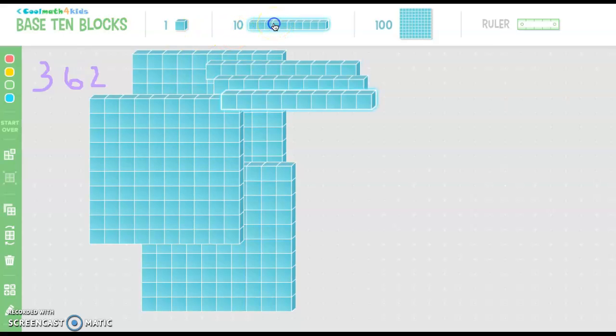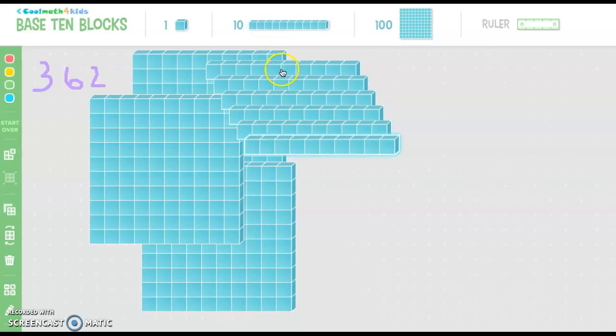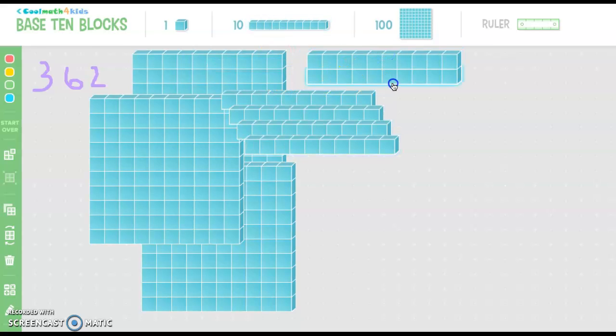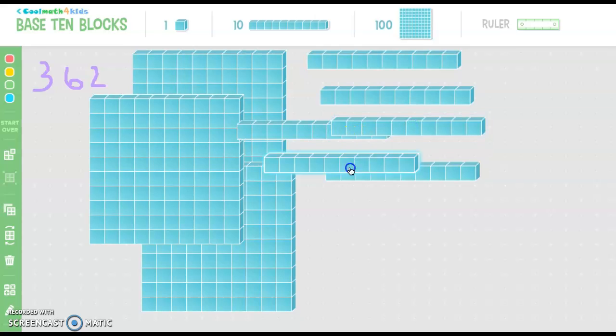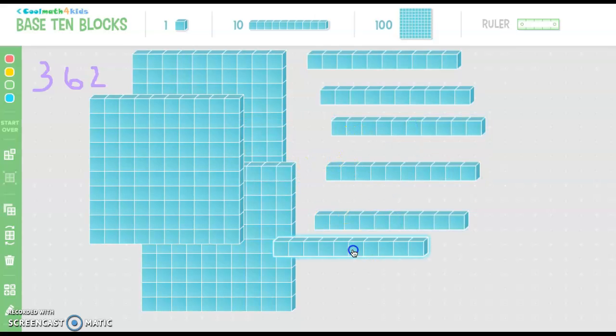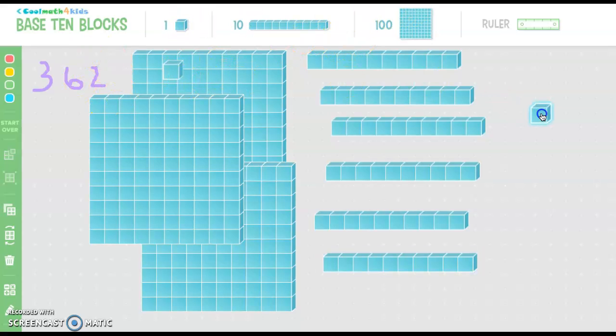The tens place, I have 6 tens. 1, 2, 3, 4, 5, 6. I'm going to move those over here. And now I have my ones place. 2 ones. Those over here. I have 3 hundreds, 6 tens, 2 ones is 362.